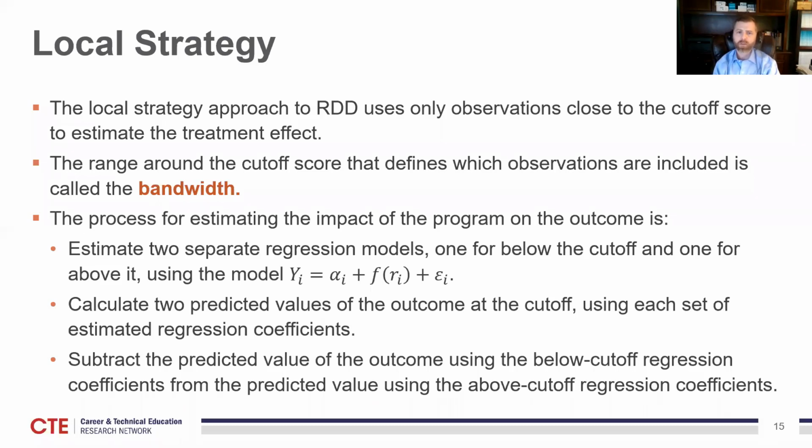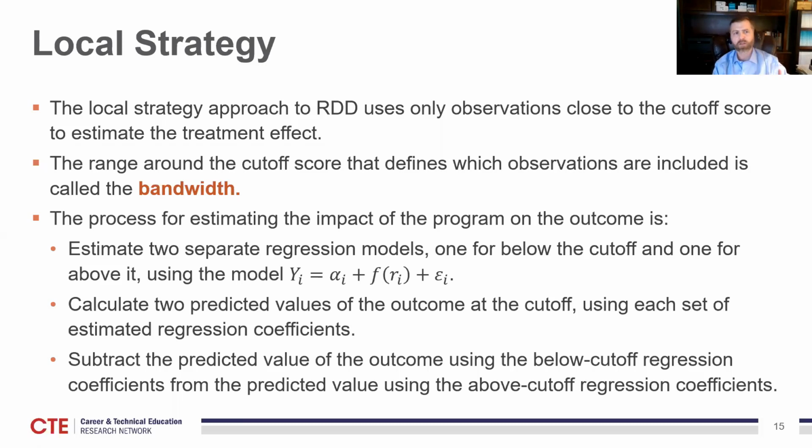Then the last step is to just take the predicted value that you got when you estimated it using the coefficients above the cutoff. You take that, and from that you subtract the other predicted value, the one you got when you used the coefficients from below the cutoff.